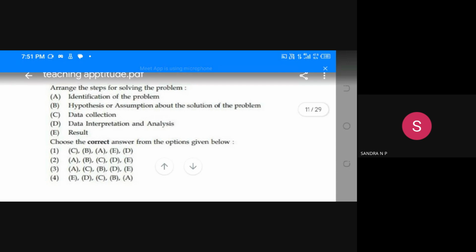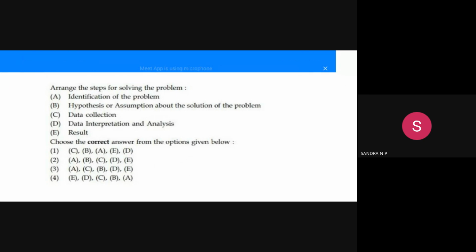Okay, next question. Arrange the steps for solving the problem. Some steps are given, and we have to arrange them in order to solve a problem. First one is identification of the problem. Second one is hypothesis or assumption about the solution of the problem. Third one is data collection. Fourth, data interpretation and analysis. And fifth one is result.